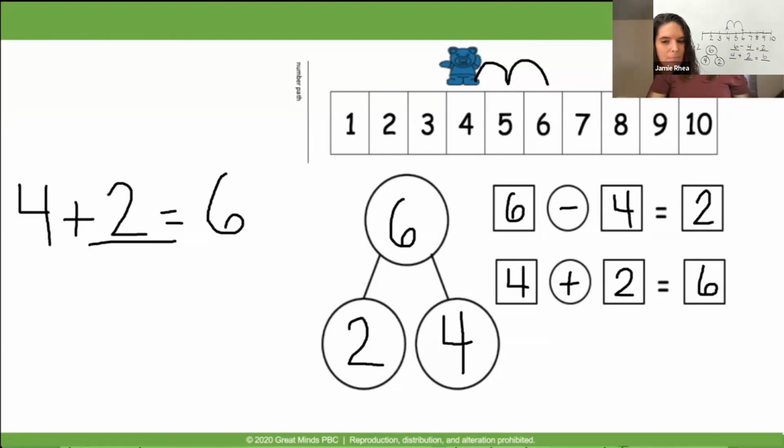Let's try another one. Okay, I'm going to pause so I can erase and not miss anything. But I'm not going to erase my number line or my number path because I don't want to have to draw that out every single time. So let's carefully erase there. But I can go ahead and make my number bond again.